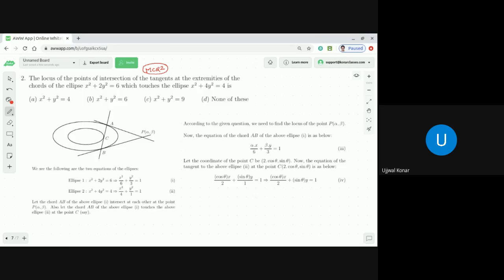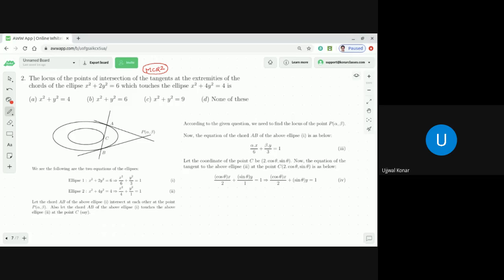The advantage of taking the parametric one is that you reduce the number of unknowns. You could have taken, let the coordinate of the point C be x1, y1. Then there are two unknowns, x1 and y1. But the moment you take the same point in parametric form, it becomes 2 cos theta, sin theta. Now the number of unknowns is 1. So our target should be as much as possible to reduce the number of unknowns, as it will help us to find the solution quickly.